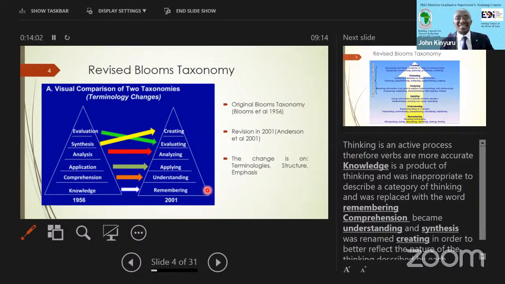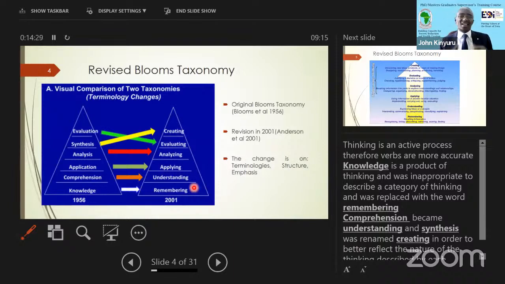Thinking is an active process. It's an ongoing process. So you'd rather describe that process as remembering instead of using the word knowledge. So this is where you ask questions like, do you know? Define what is. Really at the bottom level.